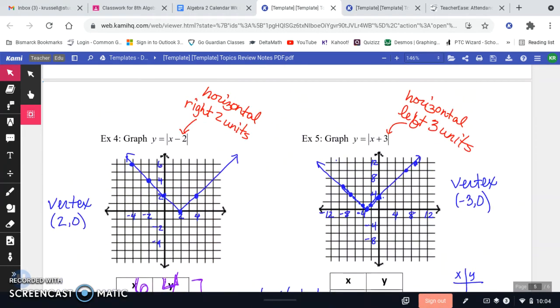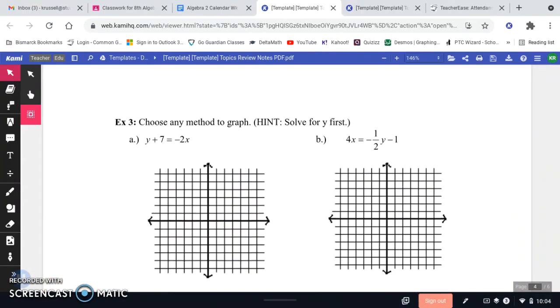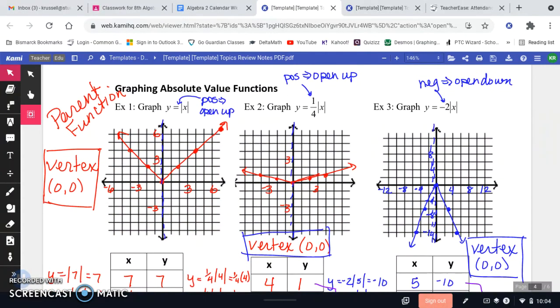If we look back to our discussion yesterday, here's the main things we talked about. Absolute value graphs are going to be a V. They have a vertex and they are symmetric. The coefficient in front of the absolute value bar determines how wide open your V is, and whether it opens up or down. On example 2, it's a 1/4, it opens up. And on number 3, that number in front is a -2, and it's going to open down.